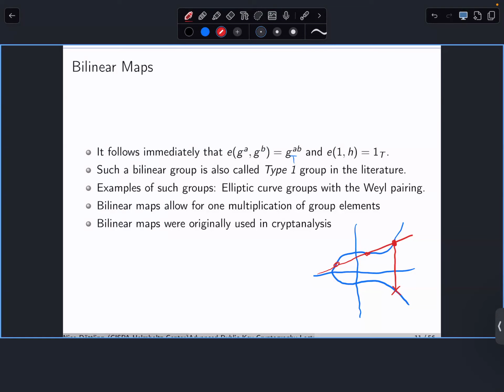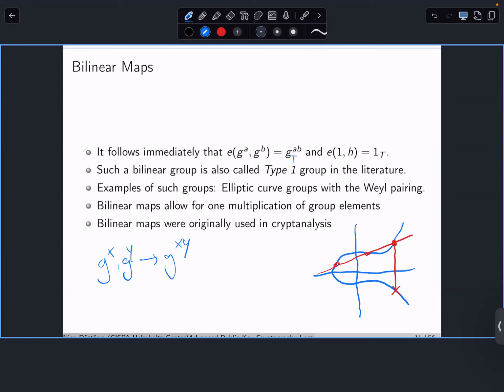Typically, the hard problem here is the DDH problem. Given g to the x and g to the y, computing g to the xy is hard. That's the computational Diffie-Hellman problem. And in fact, we make the decisional Diffie-Hellman assumption, which says that given those two, distinguishing this one from uniform is hard. But elliptic curves or pairing groups allow us to cheat this.